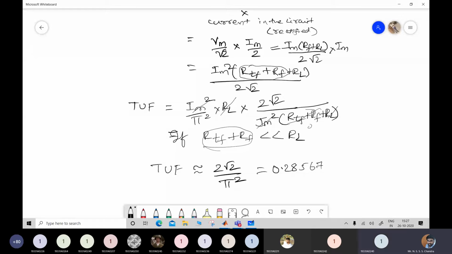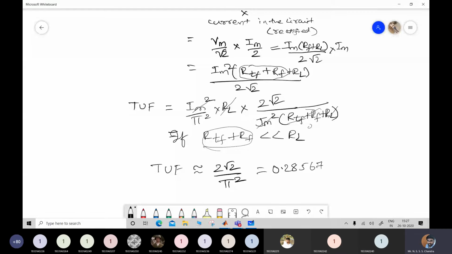Okay, it's the transformer utilization factor. So only 28% of your transformer's power is being delivered to the load. Okay, so this is the transformer utilization factor. Now we shall move on to the full wave rectifier.